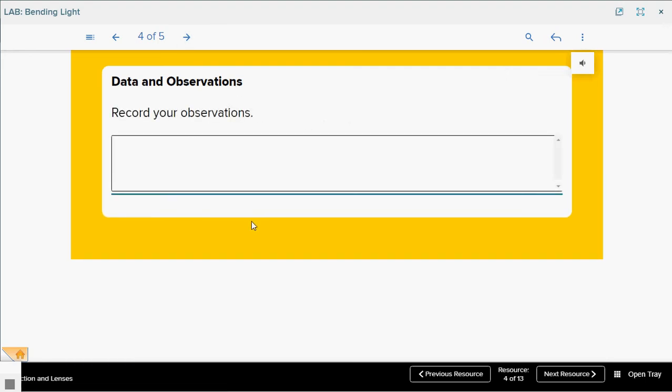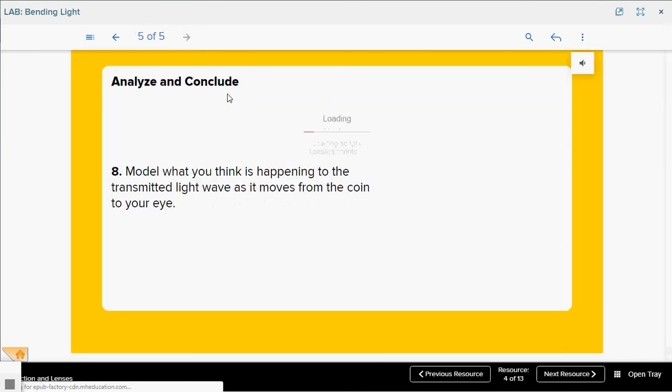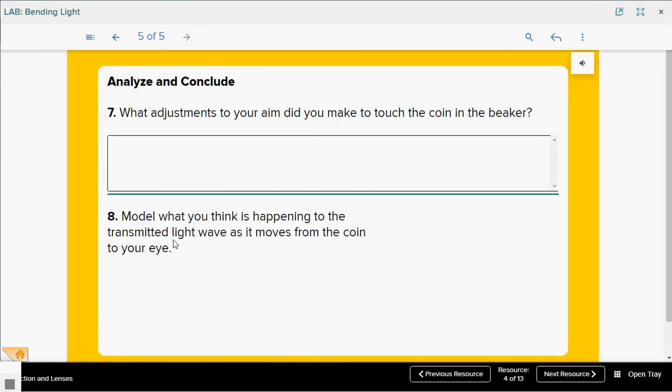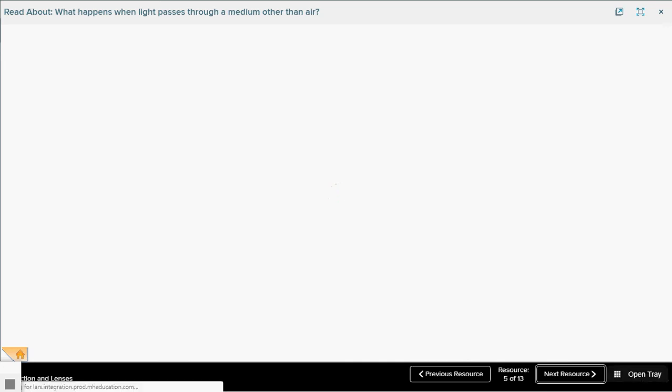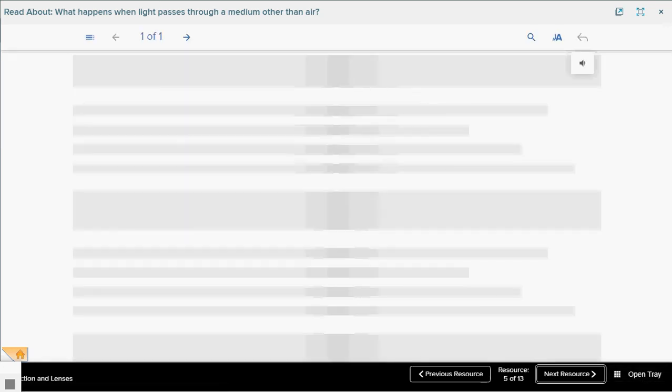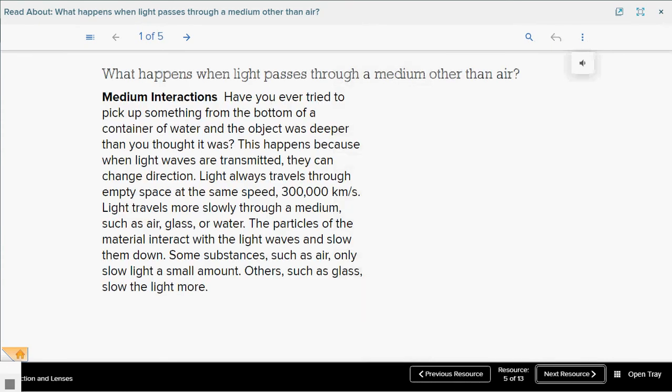What's your observation? Okay, you can record your observation here. Model what you think is happening to the transmitted light waves as they move from the coin to your eyes. After that, we are going to move to another slide: what happens when light passes through a medium other than air. Okay, medium interaction.